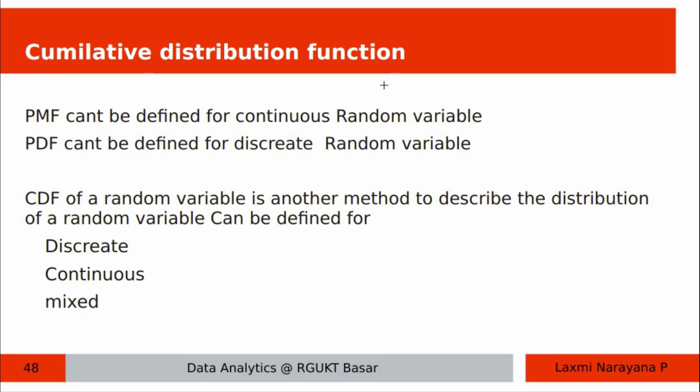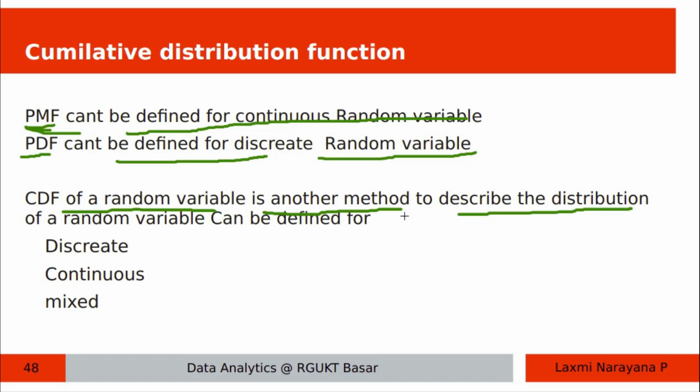Cumulative distribution function. Probability mass function cannot be defined for continuous random variables. Means it can be used only for discrete random variables. Same as that, probability density function cannot be defined for discrete random variables. Cumulative distribution function of a random variable is another method to describe the distribution of a random variable. It can be defined for discrete random variables, continuous random variables, and for the mixed types also.